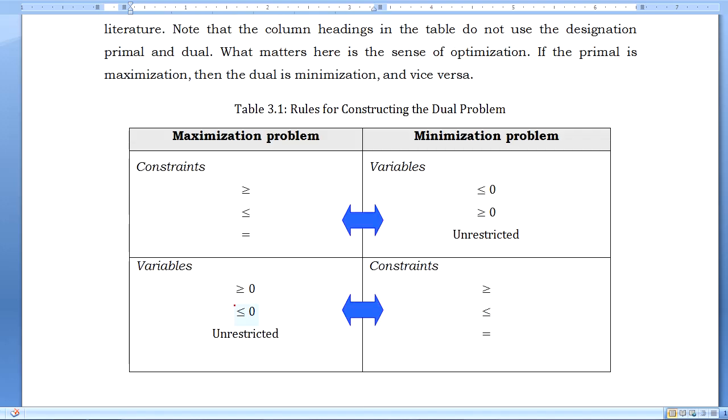If the primal variable is less than or equal to 0, then the dual constraint will be a less than or equal to constraint. But if the variable is URS, then the dual constraint will be an equality constraint.